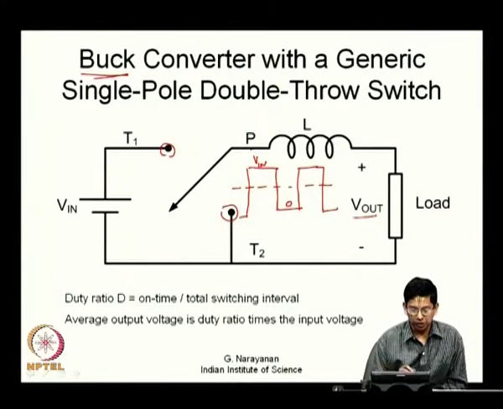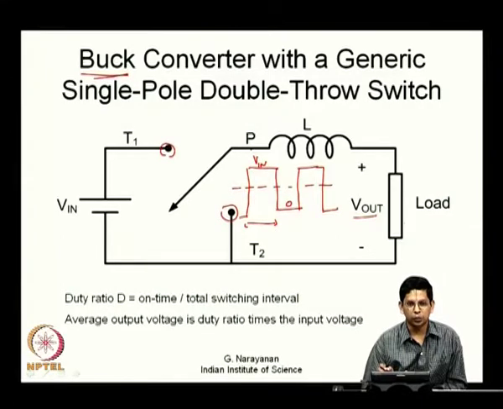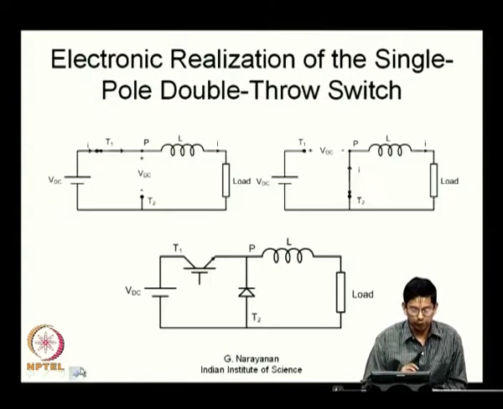The output voltage here is basically the duty ratio times the input voltage, as we saw. If you want a higher output voltage, we have to increase what is called the duty ratio, the width of the pulse divided by the total time interval, and you will get a higher output voltage. If you reduce the duty ratio, you are going to get lower output voltages. So, this is a buck converter which has been shown with a single pole double throw switch, a generic switch now. We have to realize the single pole double throw switch electronically. Now, how do we do that?